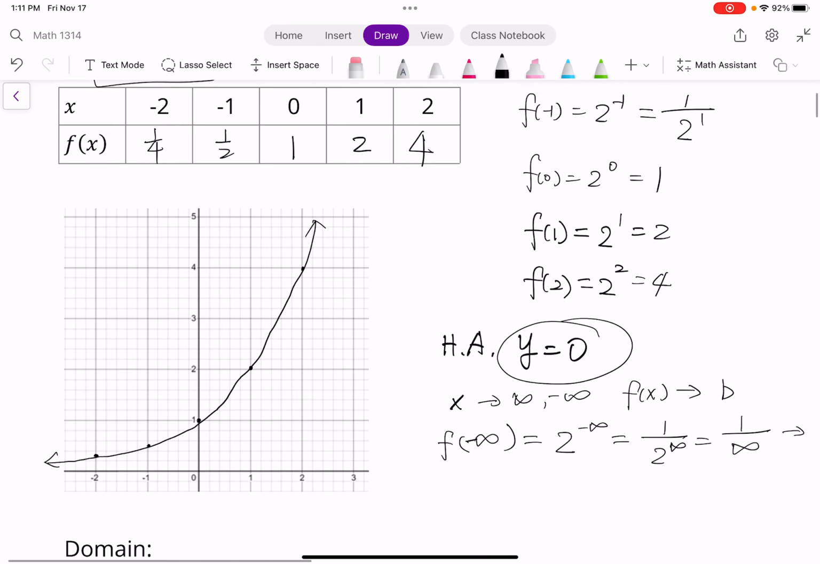If I move my graph horizontally, to the left or to the right, my horizontal asymptote stays the same.